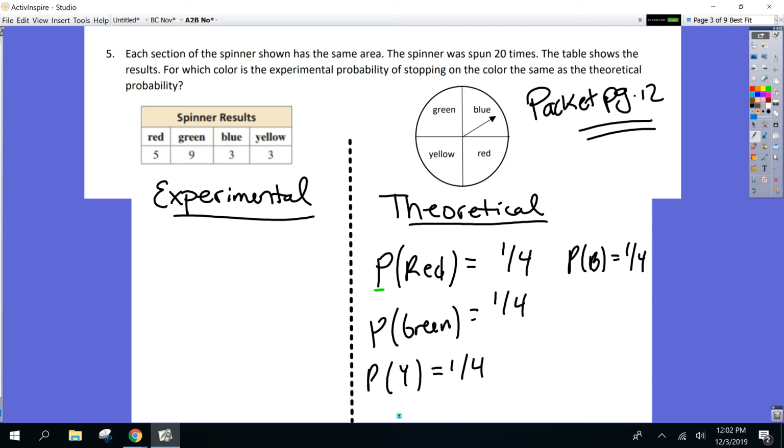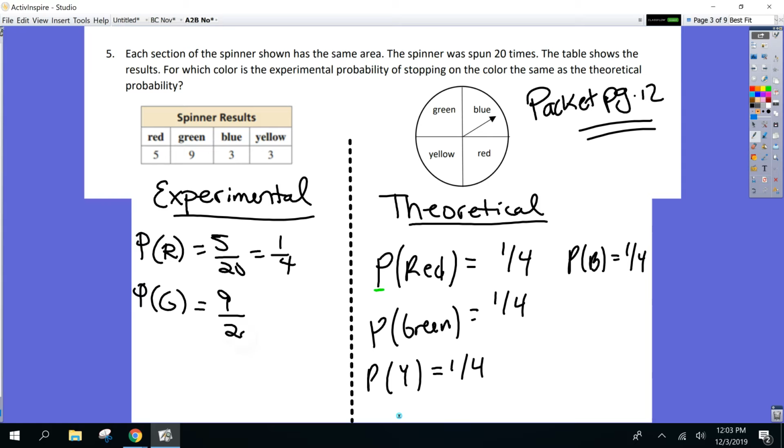Now you do an experiment, a trial, a simulation. Now you tell me the experimental probability based on what you did here. How many reds came up? 5 out of, how many spins did it say? 20. So that reduces down to 1/4. What's the experimental probability of a green? 9 greens out of 20.